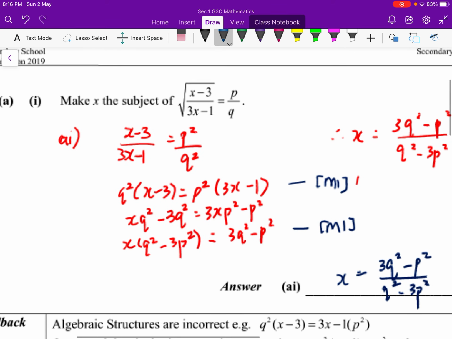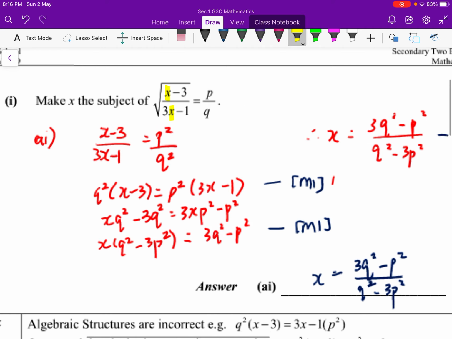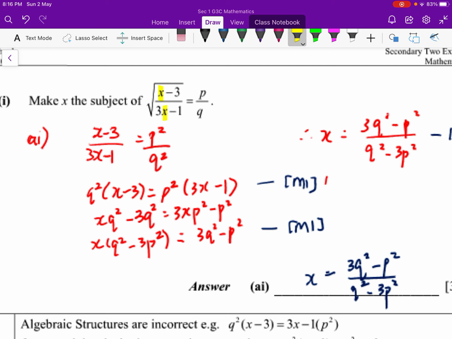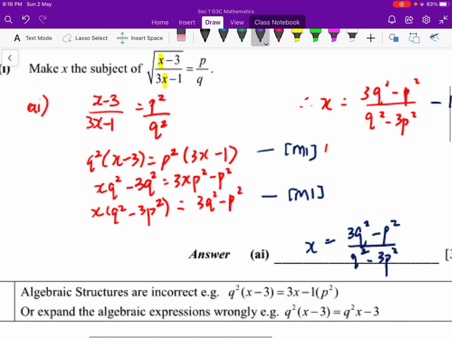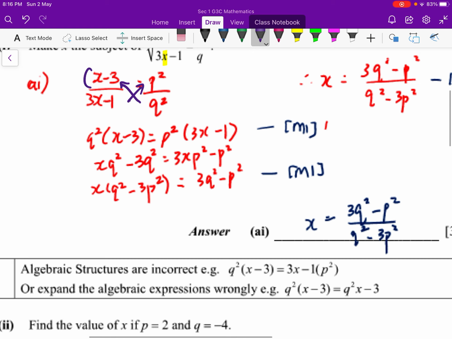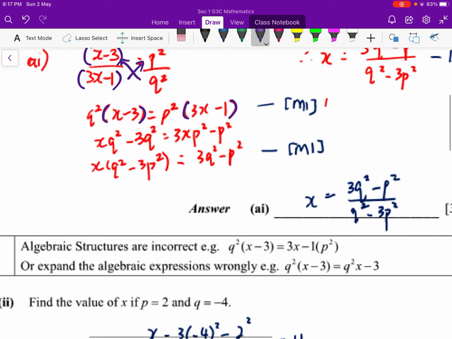Now, making x the subject. Whenever you see x appearing in both the numerator and denominator, you have to remember that we have to get rid of the fraction. So that involves multiplying both sides by the denominators. So first, we also notice that the fraction is found inside the square root. So we need to remove the square root by squaring both sides. And then squaring both sides will result in p squared over q squared on the right hand side. Then we do the multiplication. So we need to bracket x minus 3 and 3x minus 1 as such. Then do your usual expansion.